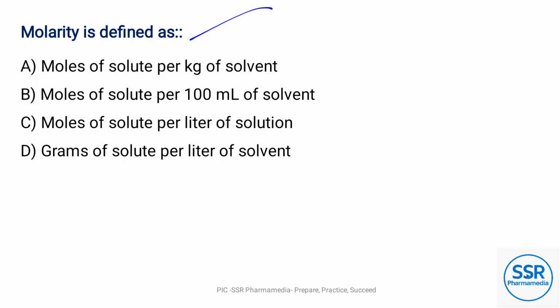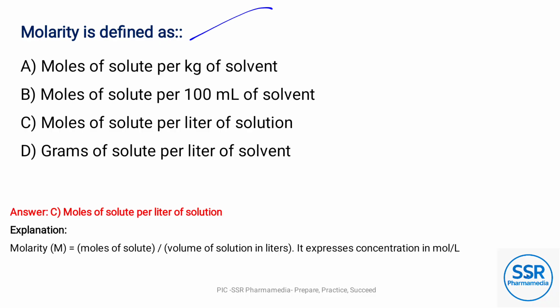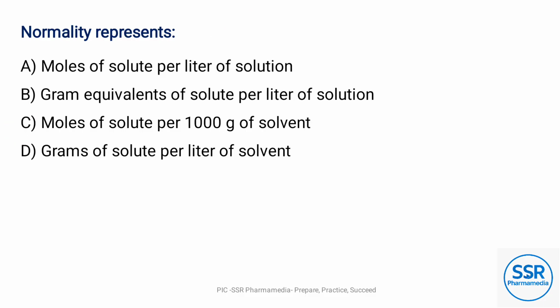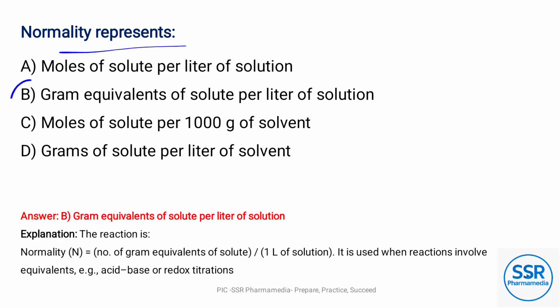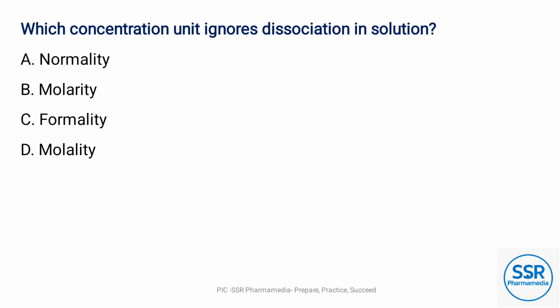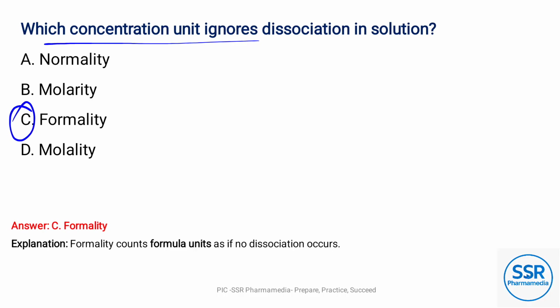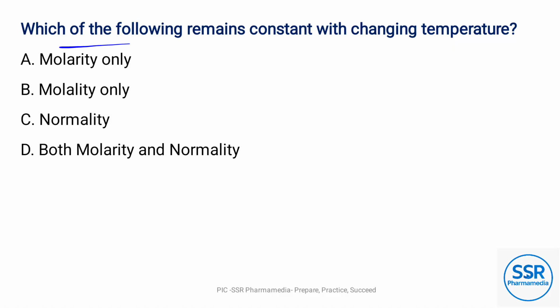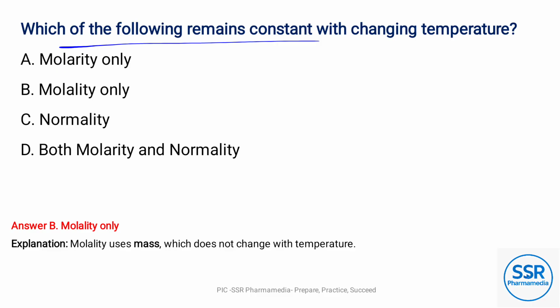Molarity is defined as, so the answer is option C, moles of solute per liter of solution. Normality represents, so the answer is option B, gram equivalent of solute per liter of solution. Which concentration unit ignores dissociation in solution? So option C, formality. Which of the following remains constant with changing temperature? So option B, molality only.